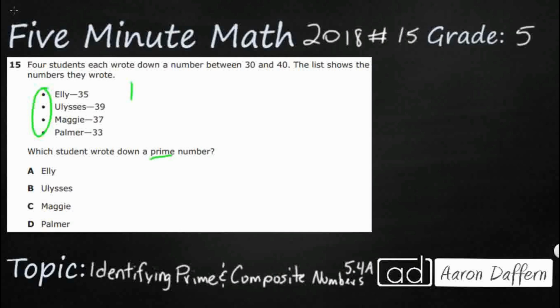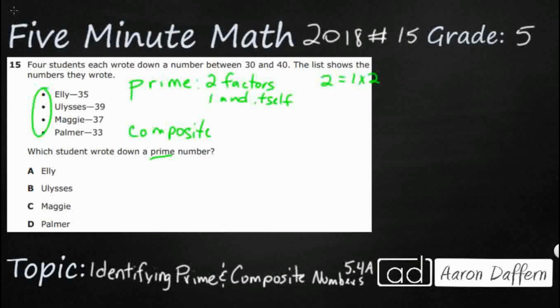Well, it's going to be kind of hard to figure this out if we don't have a good idea of the difference between prime and its counterpart, composite. So prime numbers have 2 factors only, and those 2 factors are 1 and itself. Let me give you some examples. A prime number would be 2. The only way to get to 2 is 1 times 2. Another prime number would be 3. The only way to get to 3 is 1 times 3. Can't break it down any farther.